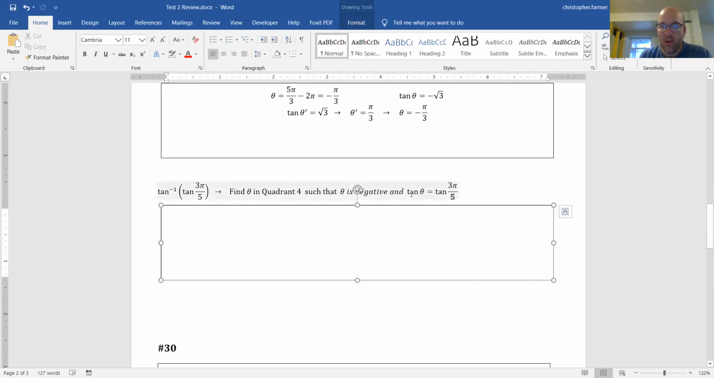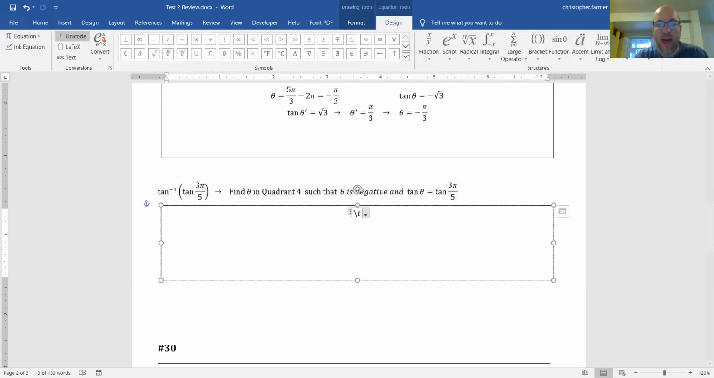So like I said before, you can't just ignore the tangents, but at the same time, we don't want to have to get a calculator out and take tangent of 3 pi over 5, get some sort of crazy answer here. But we do know that if these two things are equal, then the reference angle of theta needs to be equal to the reference angle of 3 pi over 5. So we're going to start with that here.